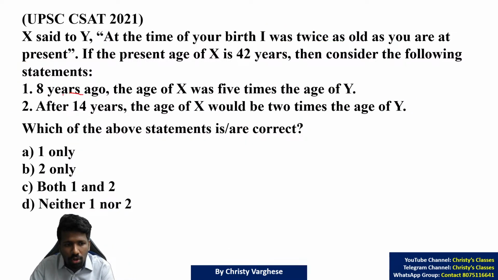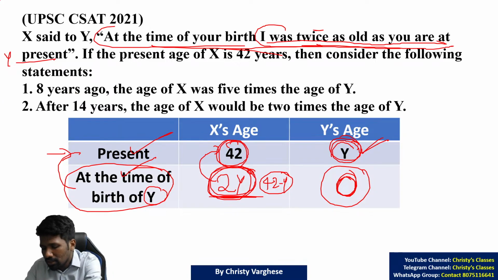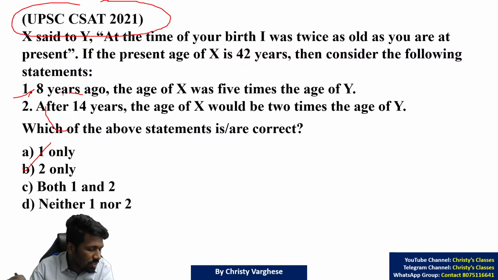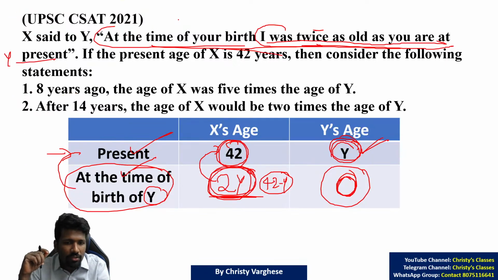So 2 only is correct. The first is not correct. The second statement is the only correct statement. Option B is the correct one. So this was a 2021 CSAT problem. All of you understood this?